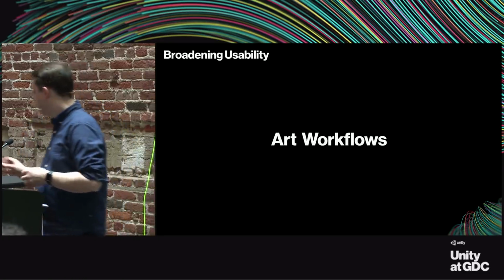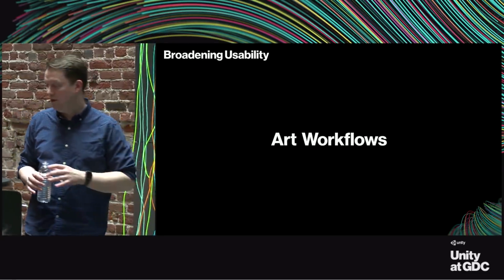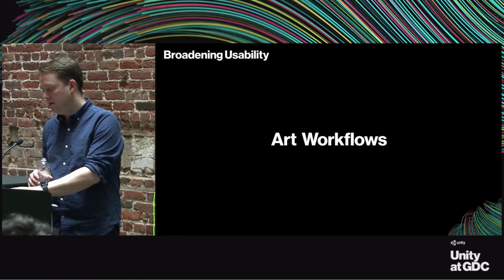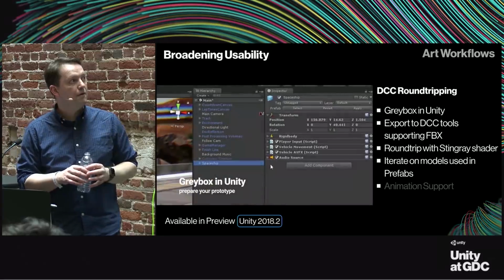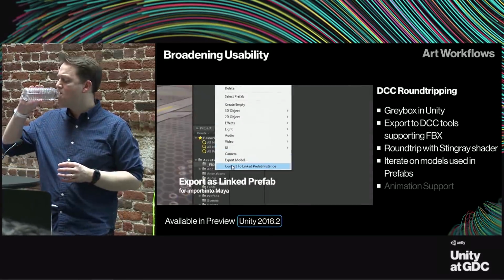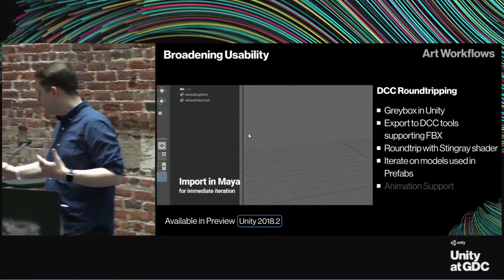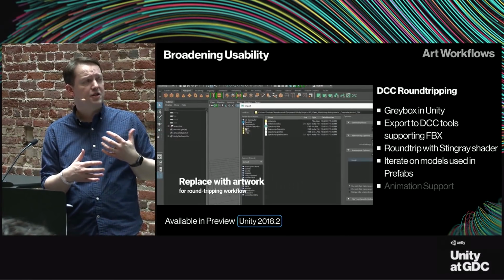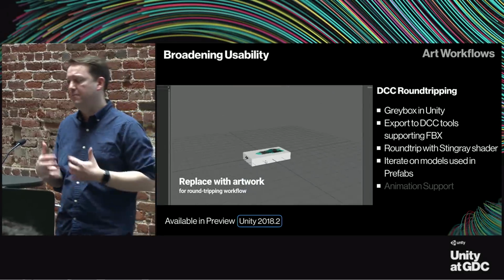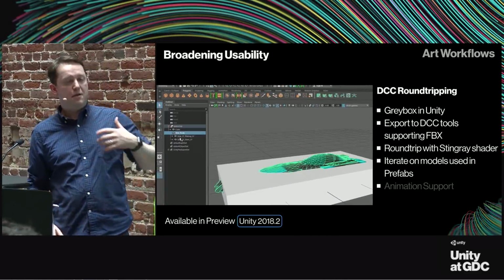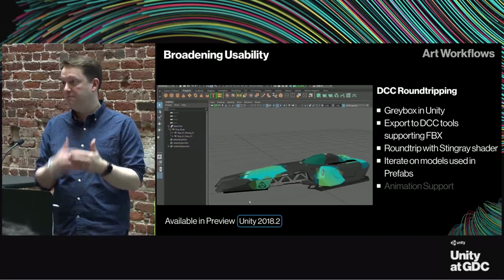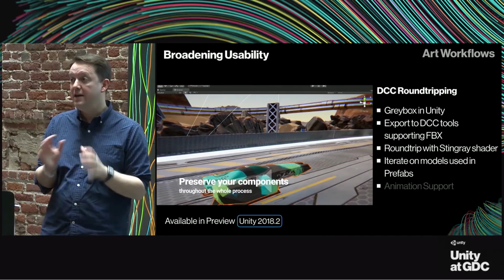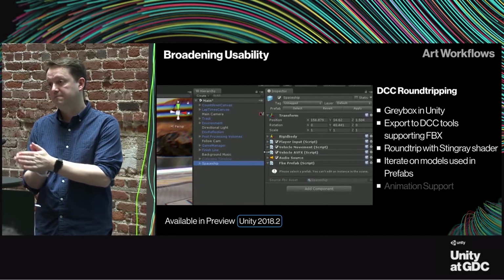Awesome. Now, the next bit of broadening usability is all about artists and any of the animators in the room. So, DCC round tripping. And this follows on very nicely from our world-building technology. So a lot of the workflows we see is all about gray boxing in Unity. And what we're doing here is allowing you to basically create that round trip with the DCC tool. So any DCC tool basically supporting FBX.